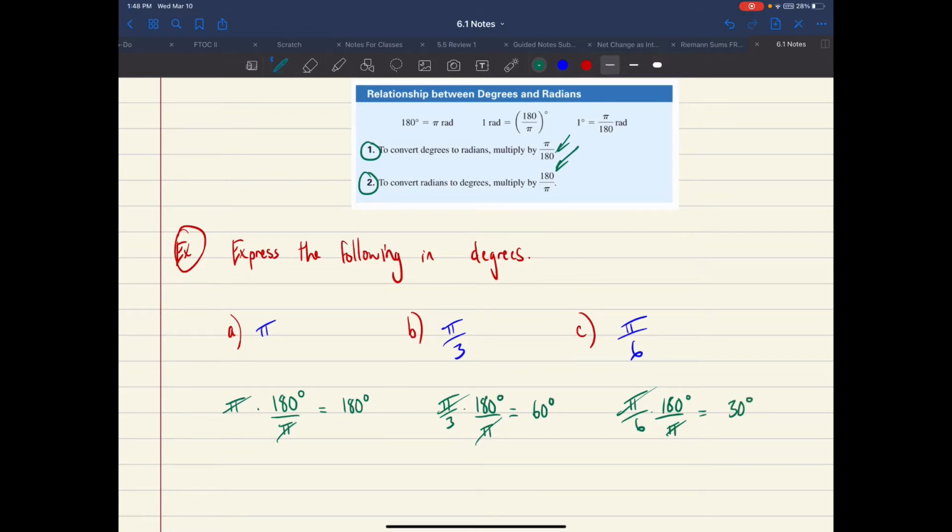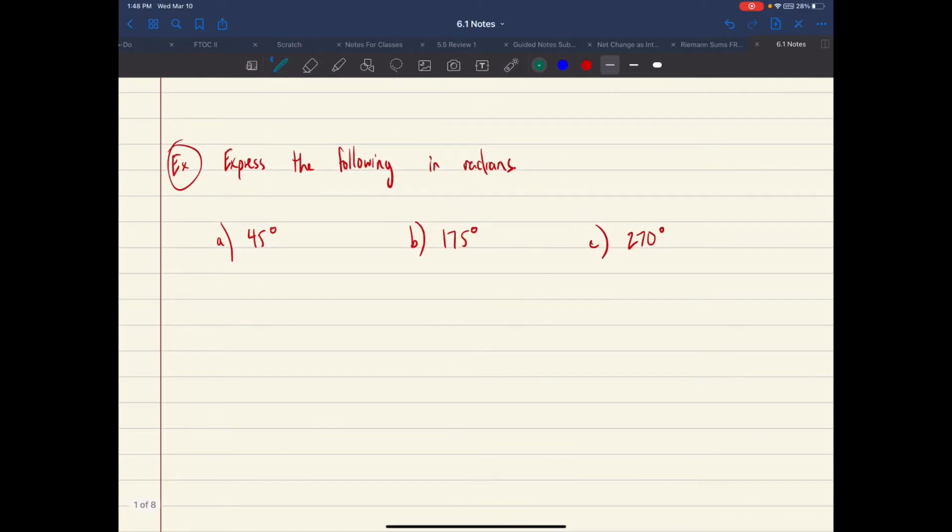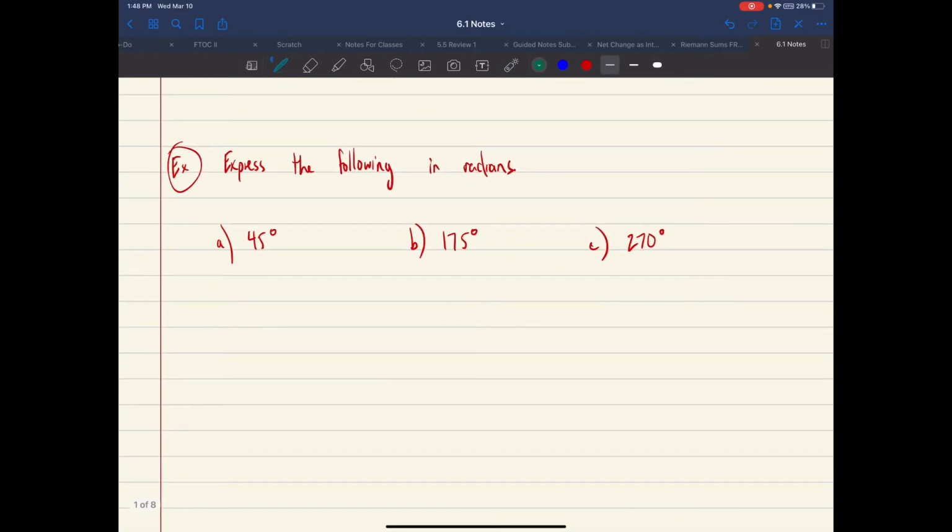These are really straightforward when you're just converting. You're just multiplying by either 180 over pi or pi over 180. So let's go the other way. These are in degrees, so we're going to convert to radians. The first one is 45 degrees times pi over 180. 45 divided by 180 is 1/4, so this is pi over 4.